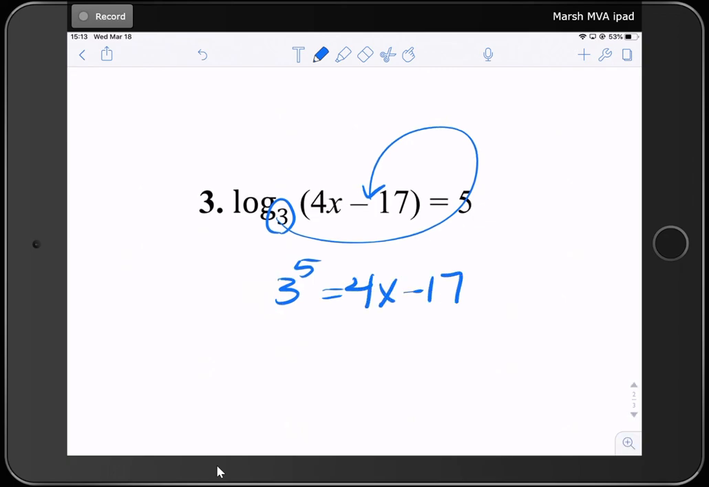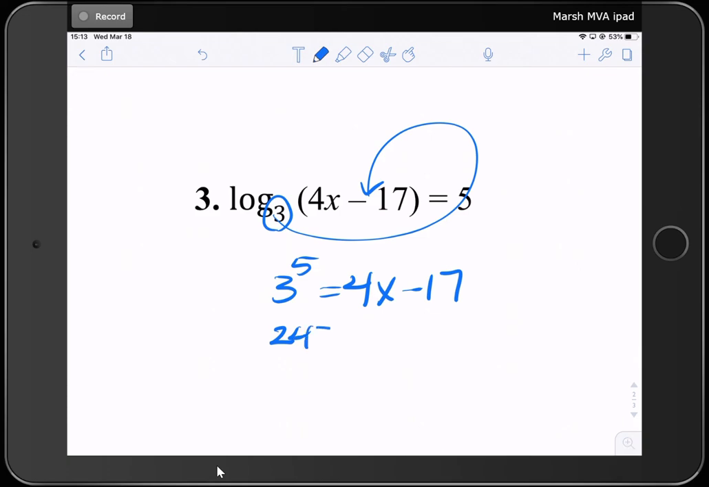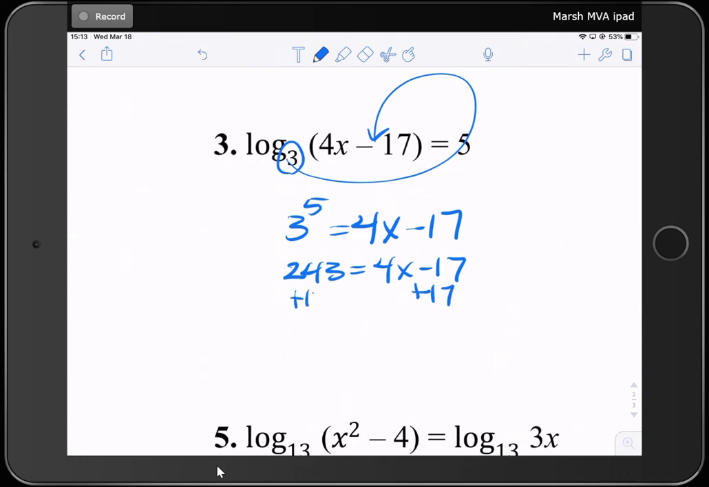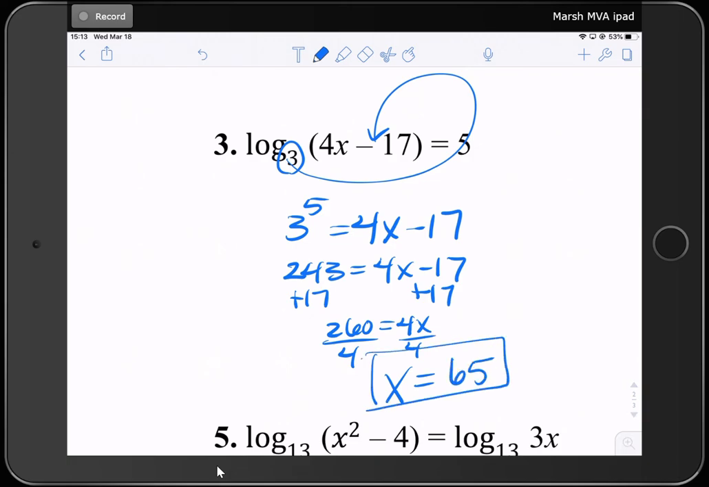And so now it's solved just like a simple algebra one. I can find out what 3 to the 5th is. 3 to the 5th, 243. That's equal to 4x minus 17. So I solve this now by adding 17 to both sides. And I get 260 is equal to 4x. Divide that by 4, divide that by 4, and I get x is equal to 65.